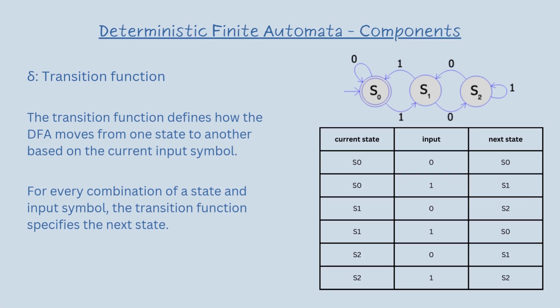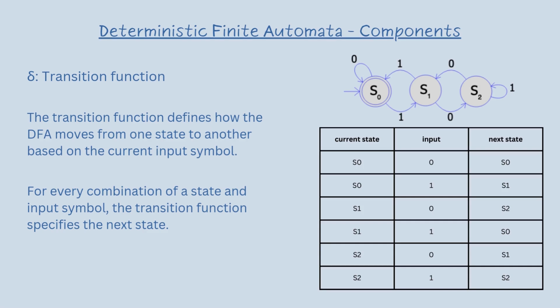So we can see S0, for example, when it reads 1, it goes to S1. When it reads 0, it stays in S0. Then we see that S1, when it reads 0, it goes to S2. When it reads 1, it goes back to S0. And S2, when it reads 0, it goes to S1. And when it reads 1, it stays in S2.